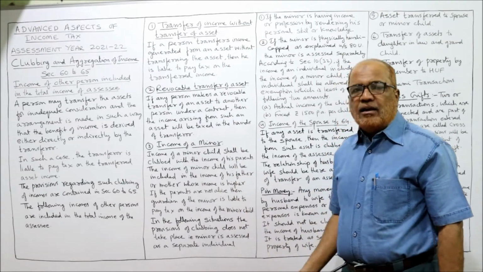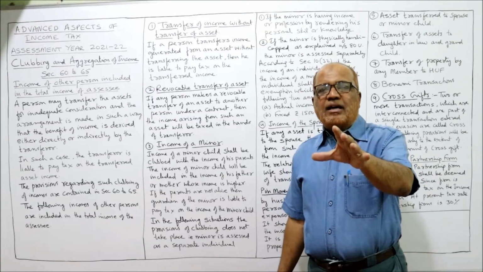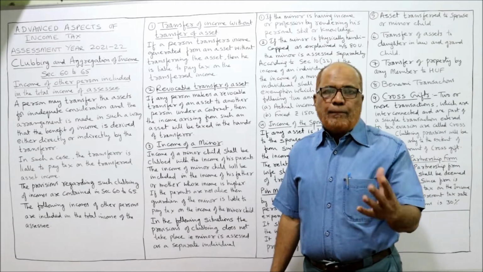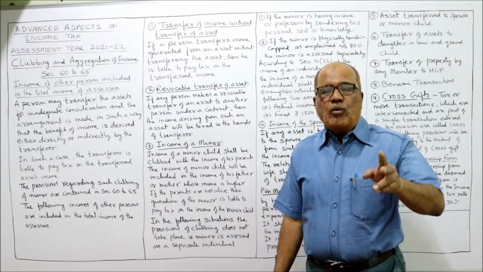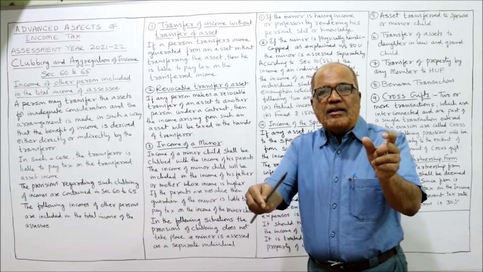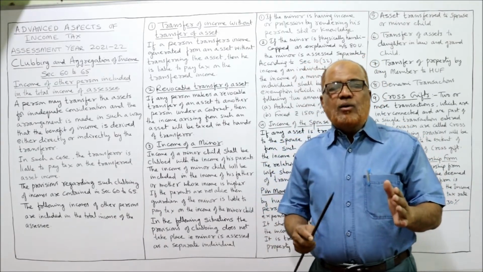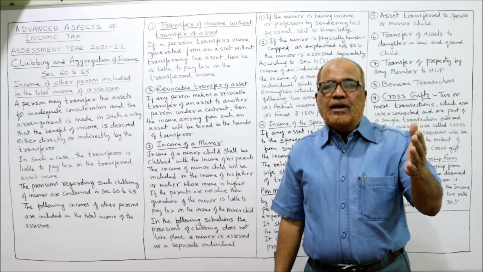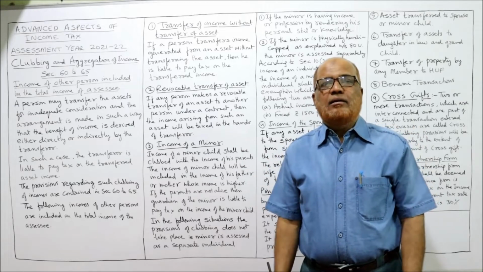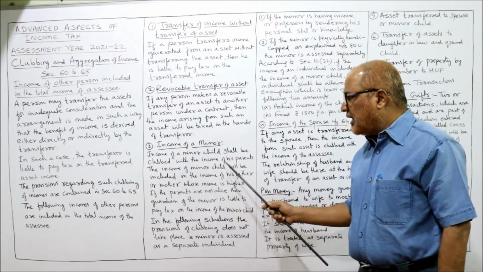Next, income of a minor. If a minor earns income, the income of the minor will be included in the income of the parent, whether mother or father, whichever parent has higher income. So the Income Tax Act says we have to see which parent is having higher income. In that parent's income, the minor's income will be included. That is the provision regarding income of minor child shall be clubbed with the income of his parent.